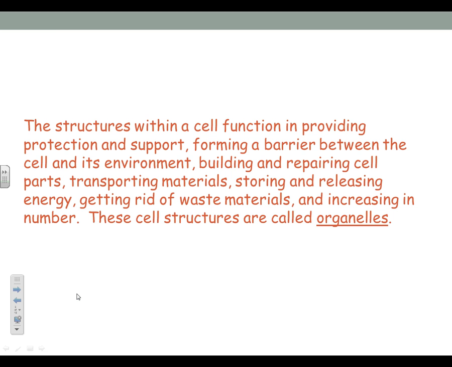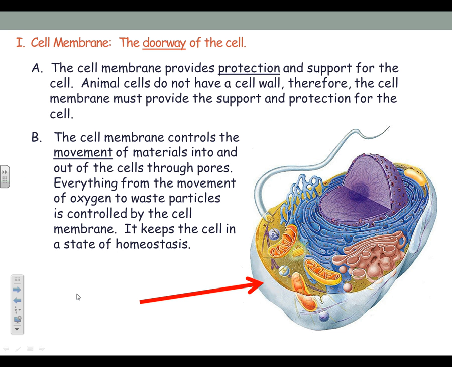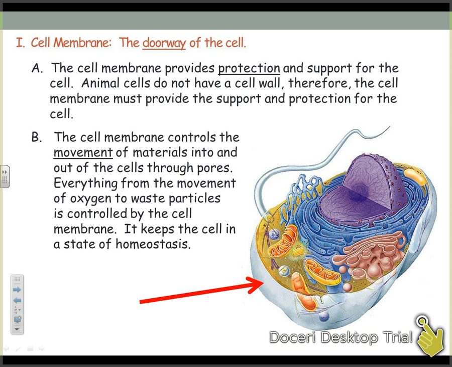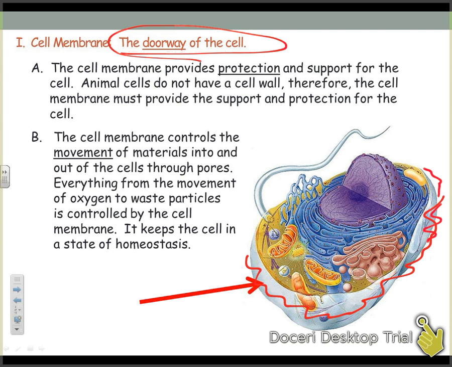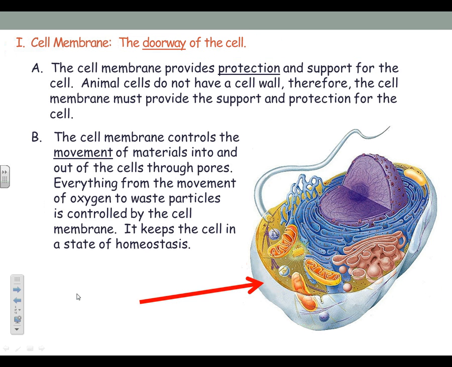So let's look at these various structures within the cell. The first one we call the cell membrane. The cell membrane is the doorway of the cell. It is the outermost layer of the animal cell, and there's a slight difference between that and the plant cell, but it is the outermost layer in the animal cell, and it allows for things to go in and out of the cell, and it also provides protection and support for the animal cell and plant cell.